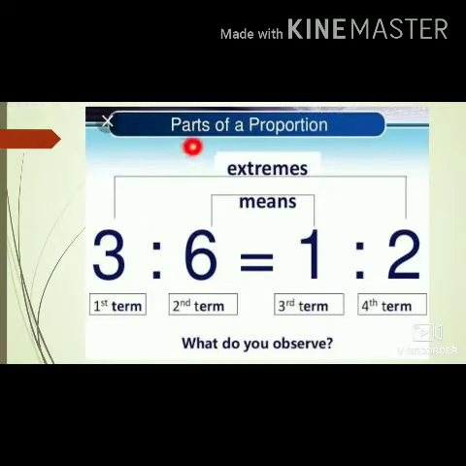Then let's see the parts of a proportion. The inner parts, that is 6 and 1, are called means. The outer parts, 3 and 2, are called extremes. 3 is the first term, 6 is the second term, 1 is the third term, 2 is the fourth term. What do you observe here? 3 and 2 are extreme values, 6 and 1 are mean values. If the product of extremes and means are equal, the given ratios are in proportion. If the product of extremes and means are not equal, the given ratios are not in proportion.